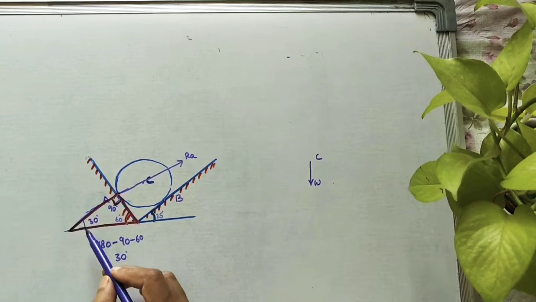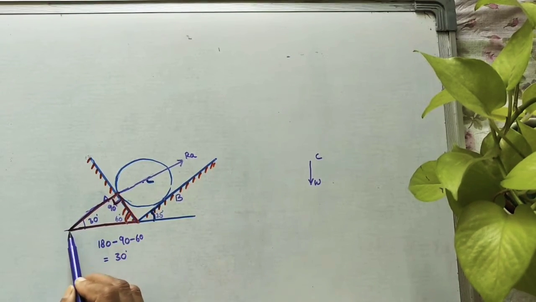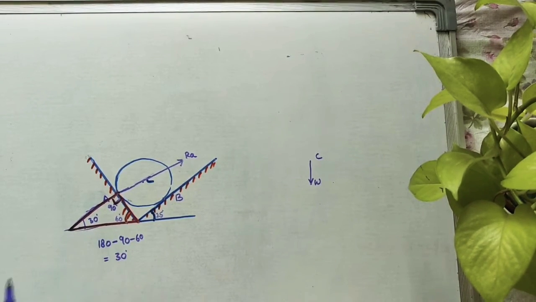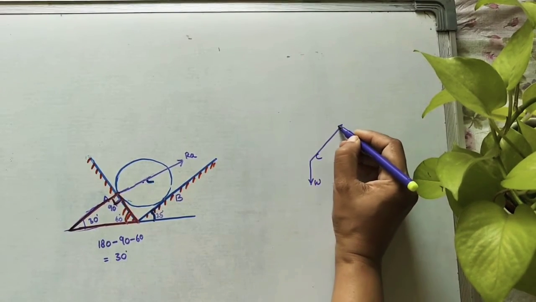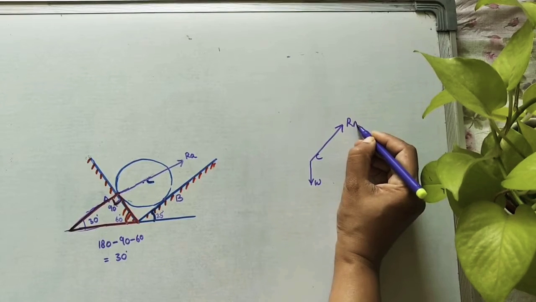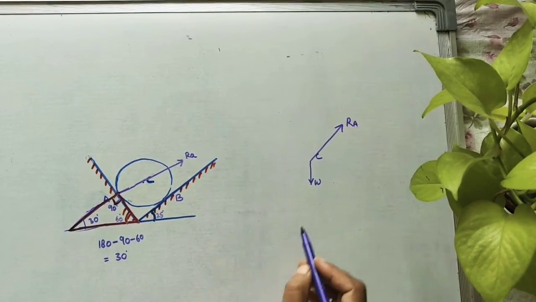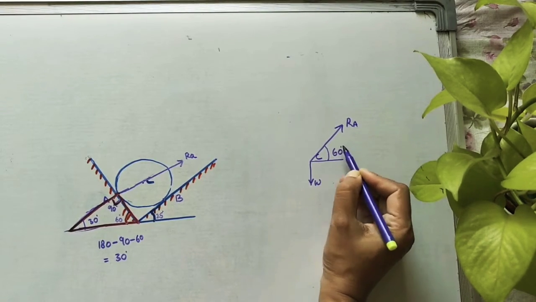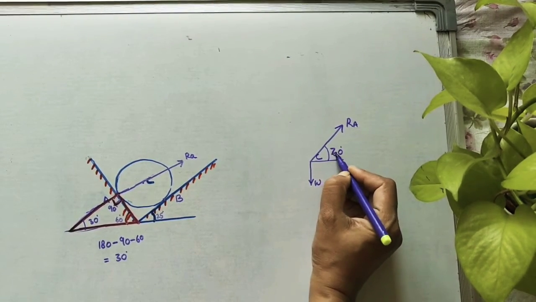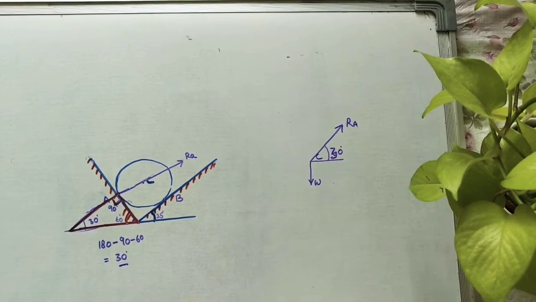Now the meaning is this RA is making 30 degrees with the horizontal. Now the RA direction is like this. I am taking RA like this, A or small a or capital A, we can take. How much angle is it making with the horizontal? It is making some 60 degrees. Sorry, 30 degrees. We got 30 here.